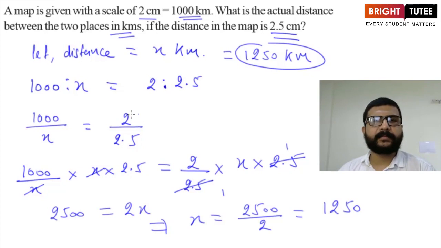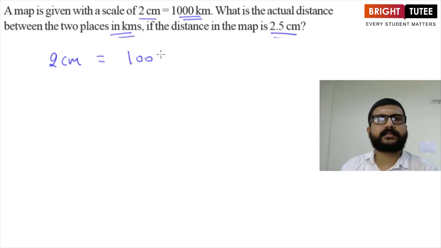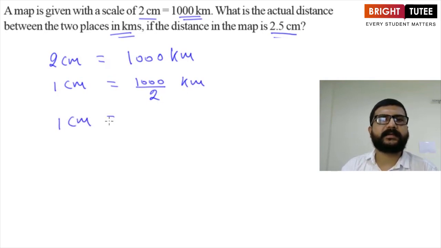Do we have any other method for solving this question? Yes, we do have one more method for solving this question. And that is the unitary method, which we have learned in our previous classes. So now let's discuss that method. So here we are having 2 centimeters is equal to 1000 kilometers. So this means 1 centimeter is equal to 1000 upon 2 kilometers. Now by simplifying we will get 1 centimeter is equal to 500 kilometers.